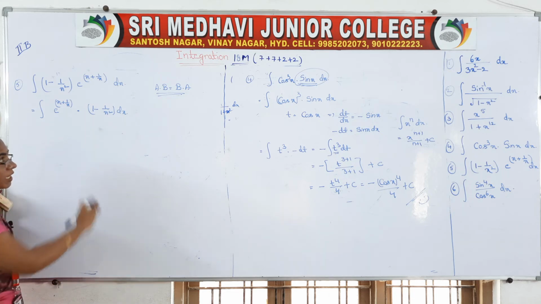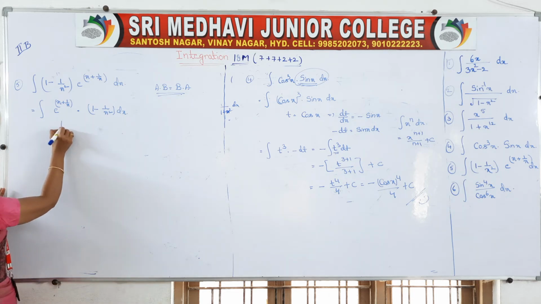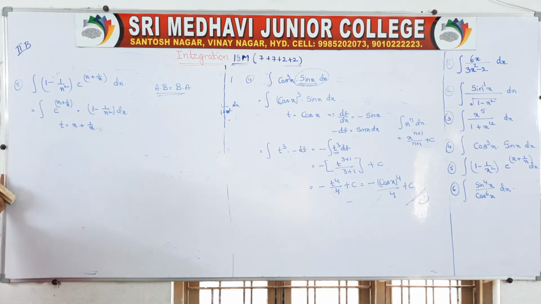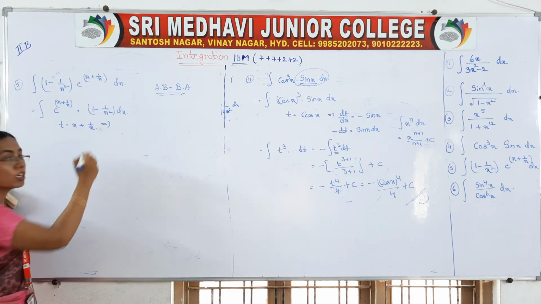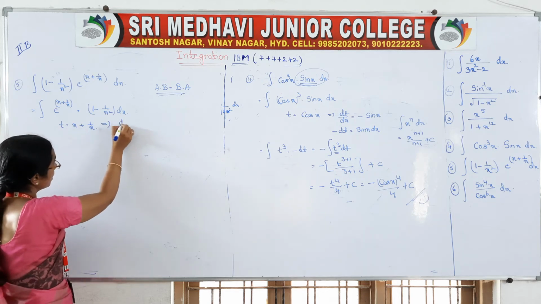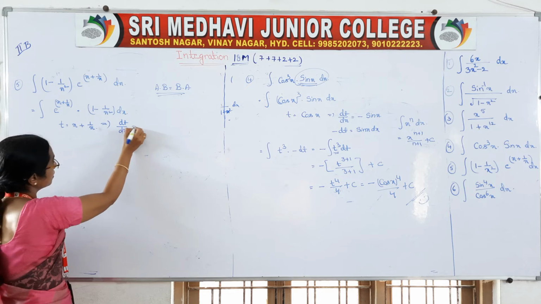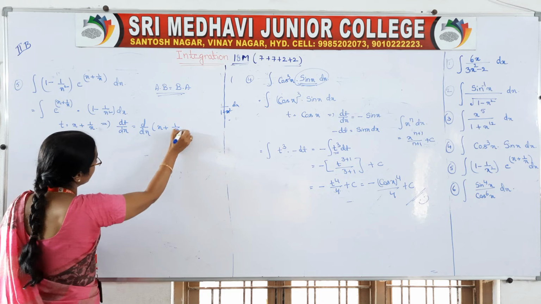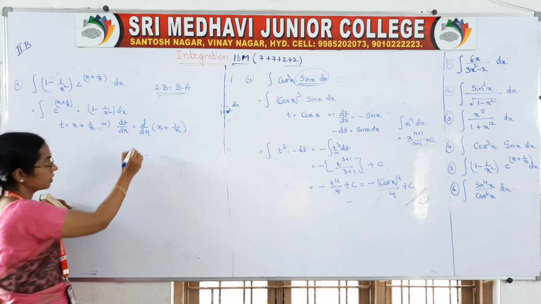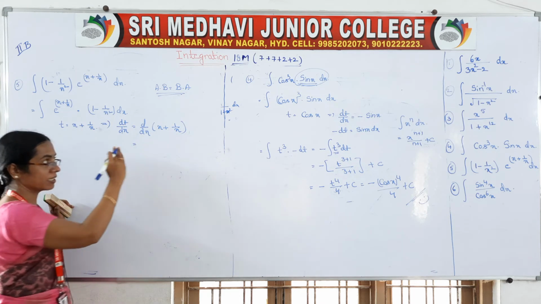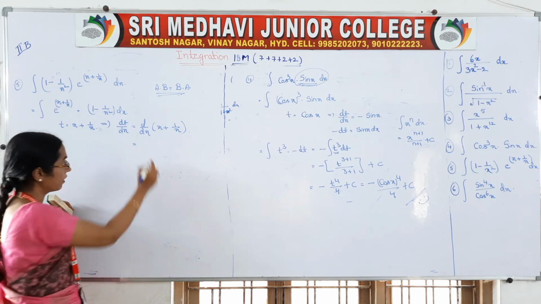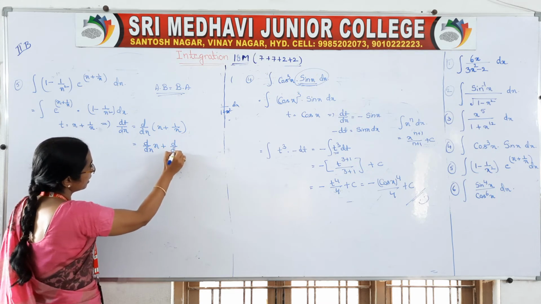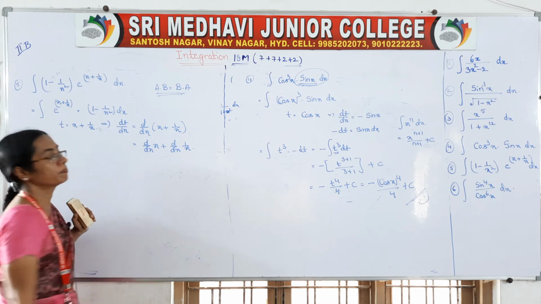So why have we taken it like this? See, you take t is equal to x plus 1 by x. Differentiating with respect to x on both sides, what happens? dt by dx is equal to d by dx of x plus 1 by x. Whenever plus or minus is there, we have to take separate derivatives. So it is d by dx of x plus d by dx of 1 by x.